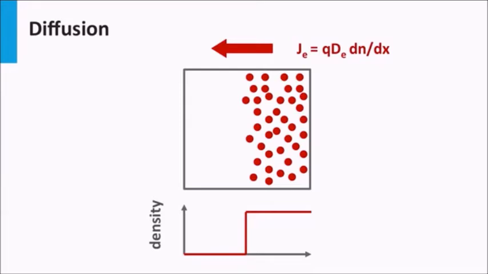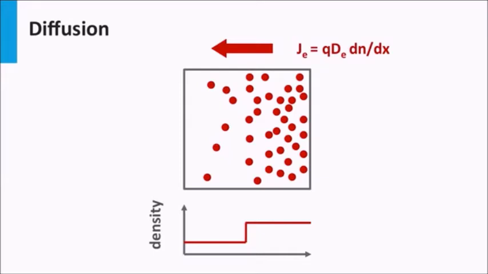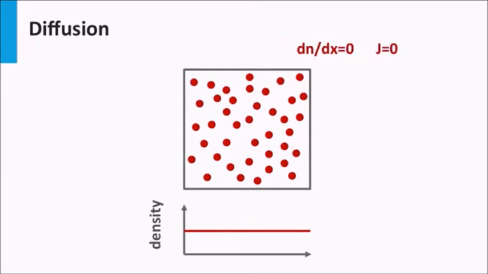Je in this case is the electron current density, expressed in current per area. Q is the elementary charge. D is the diffusion coefficient of the electrons, and dN/dx represents the density gradient in direction x. The diffusion of electrons results in a net movement of electrons to the location with lower electron densities. The diffusion will be present as long as there is a density gradient. The same equation is valid for holes. The diffusion of holes results in a net movement of holes to the location with lower hole densities.